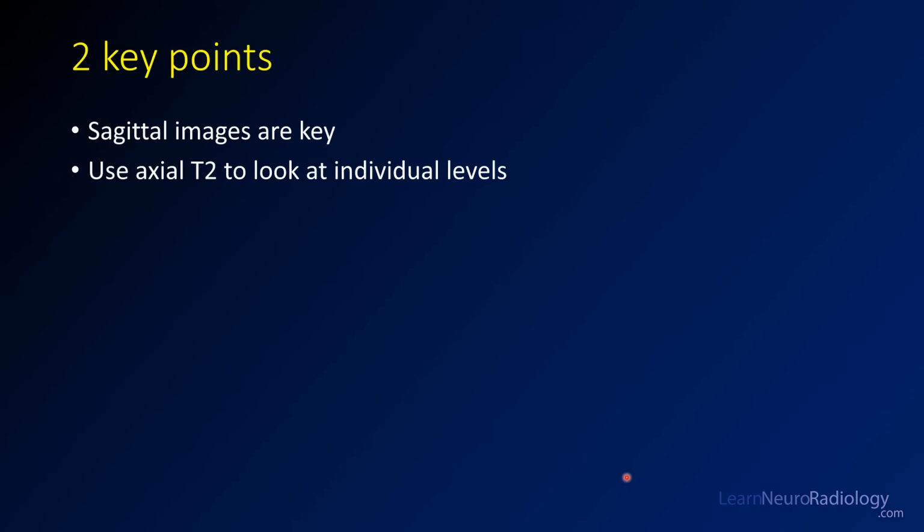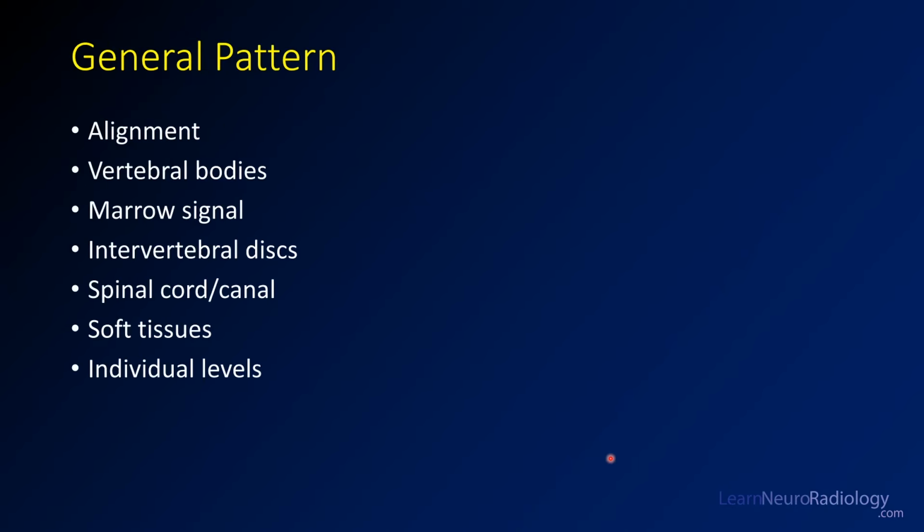Now, two key points when you're looking at an MRI of the cervical spine: sagittal imaging is really key, and then use your axial T2 to look at the individual levels. So the general pattern that you want to follow is listed here.